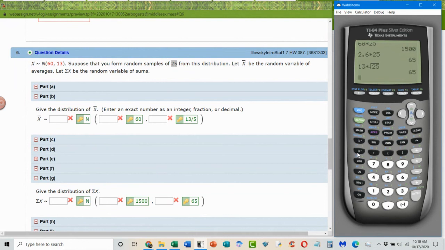It doesn't matter which way you get it, but what happened was they took the things in this distribution and multiplied everything here by 25. The average times 25 gave us the sum of the x's. The standard deviation divided by the square root of 25 gave us the standard deviation times the square root of 25. So either one of those cases will be fine. You can do it either way.